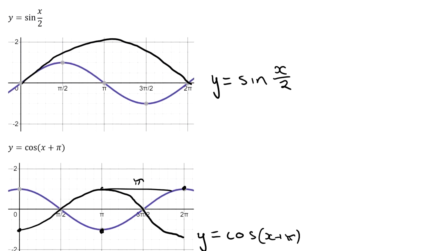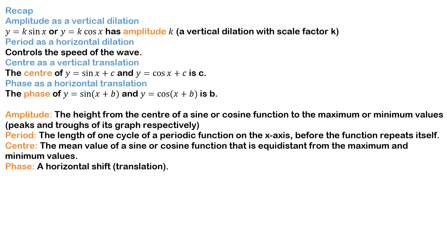To recap the video, remember amplitude is a vertical dilation and it controls the up and down. The period is a horizontal dilation. The center is a vertical translation and the phase is a horizontal translation.